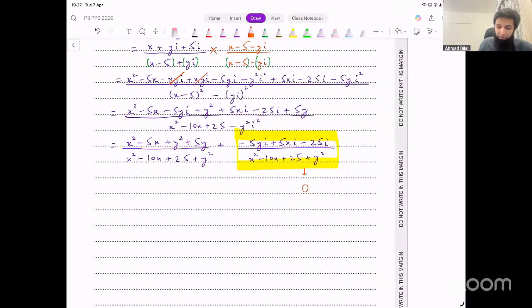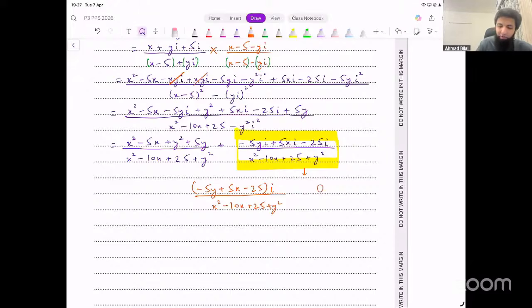Okay? So what do we get from that? In the numerator, we have minus 5y plus 5x minus 25 whole times iota. The imaginary part is this, right? Divided by x squared minus 10x plus 25 plus y squared. Put this equal to 0.